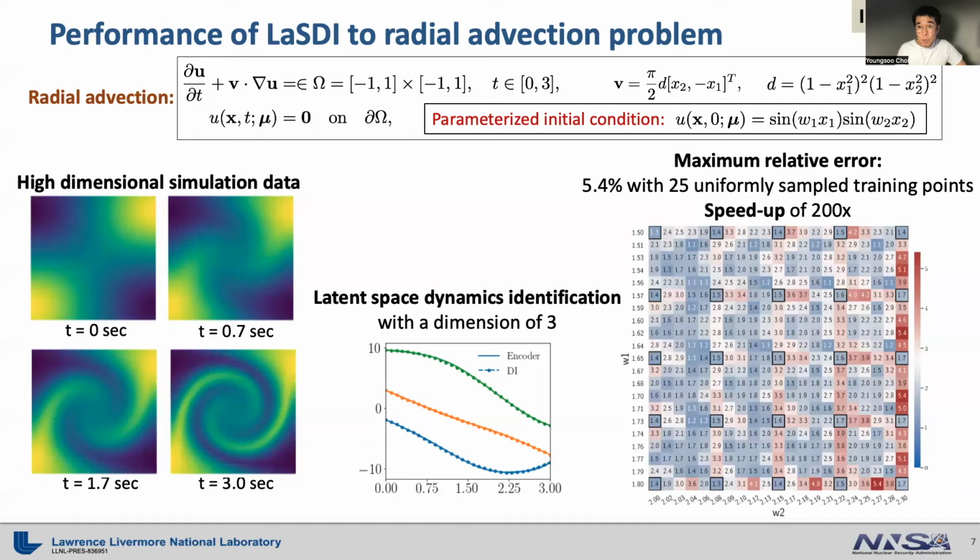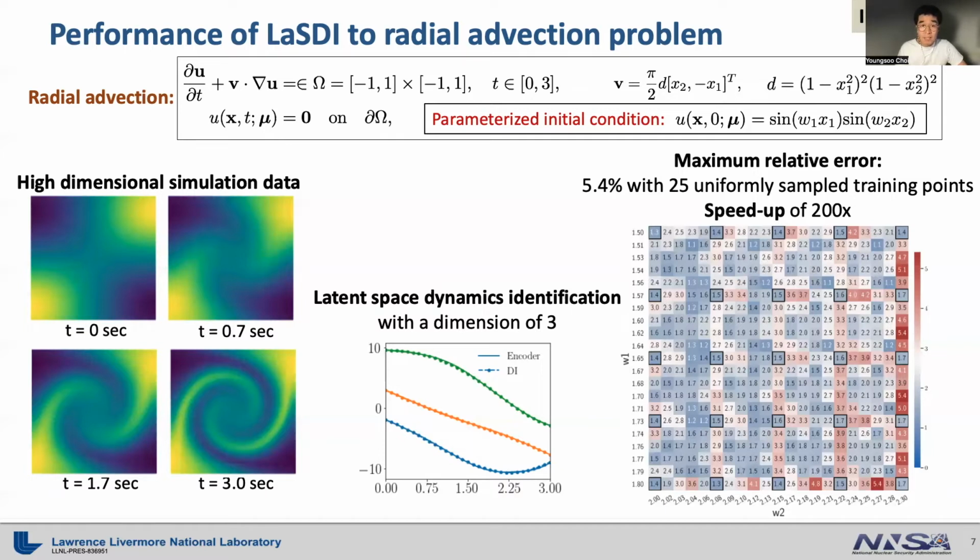This heat map shows the relative error on a given parameter space. The maximum relative error was 5.4%, and that occurred along these lines here, right? The LaSDI framework was able to give us a speedup of 200 when compared to the full order model simulations.